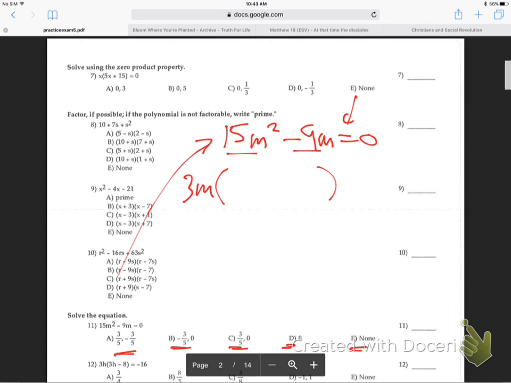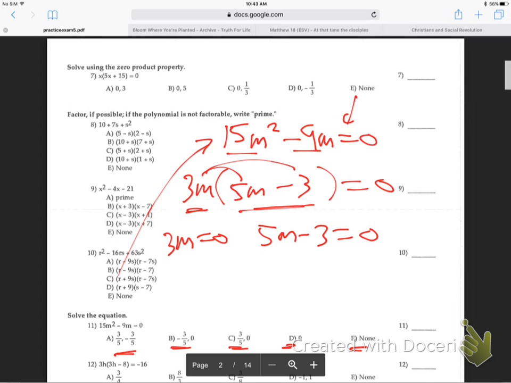Everybody good with that? 3 and m. Okay, so 3m times what? 5m. 3m times (5m minus 3) equals 0. Good so far. Now what? This part and this part each get their own 0. Remember the logic? If two things are multiplied to be 0, either one could be 0 to make the product 0. So the 3m could be 0, or the 5m minus 3 could be 0, right? Now how do you finish solving this one? Do I subtract 3? No, I divide, because that's multiply. 3 times m.